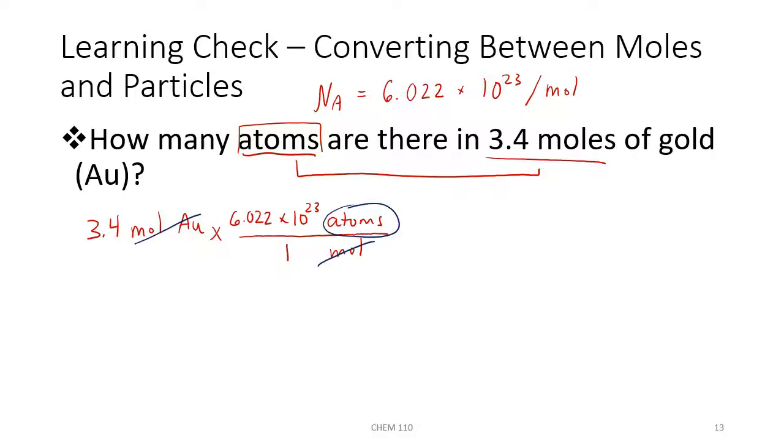And when we multiply, we should get a really large number because there's going to be a lot of atoms in a sample. And we'll get 2.05 times 10 to the 24th gold atoms.